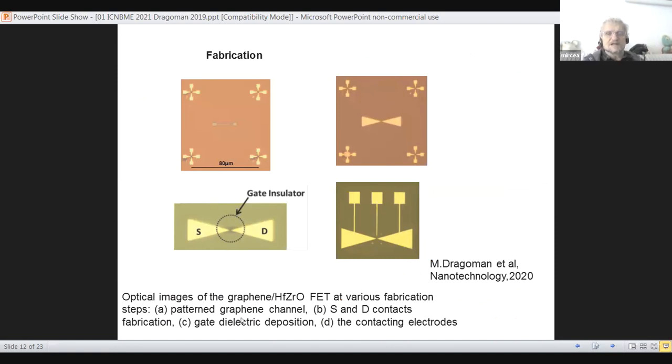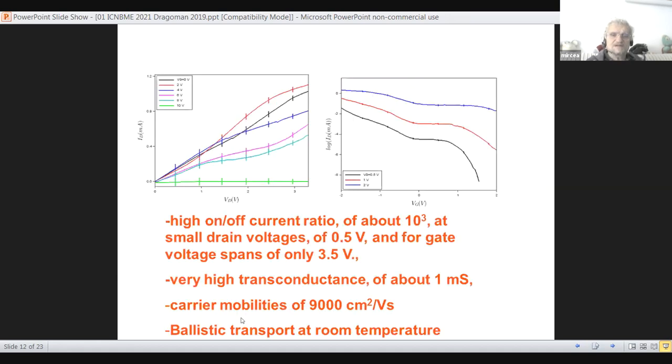It's patterning with electron beam. Then source and drain metallic gates are produced. Then the dielectric, which in our case is hafnium oxide, is made. It is about 30, 40 nanometers. And then, finally, we put the metal electrodes.